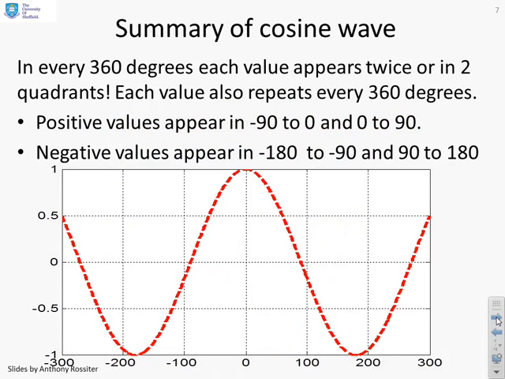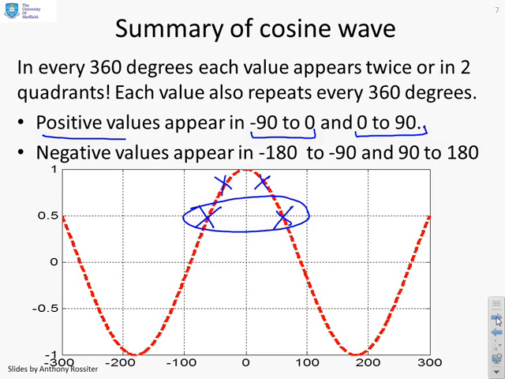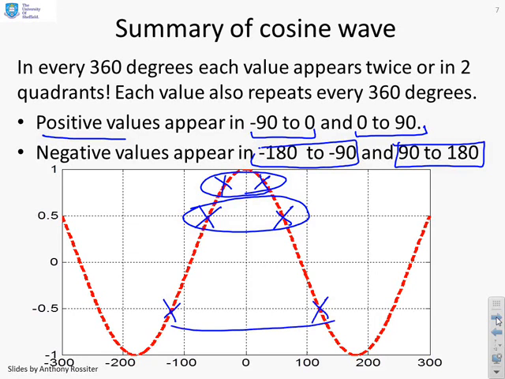So a summary then. In every 360 degrees, each value appears twice. The positive values appear in minus 90 to 0 and 0 to 90. So you can see minus 90 to 0, 0 to 90, there are two partnered positive values. The negative values appear in the quadrants minus 180 to minus 90 and 90 to 180. So you can see again, you get partnered values, but here they look a long way apart, but you can see they're simply the negatives of each other in terms of the angles.